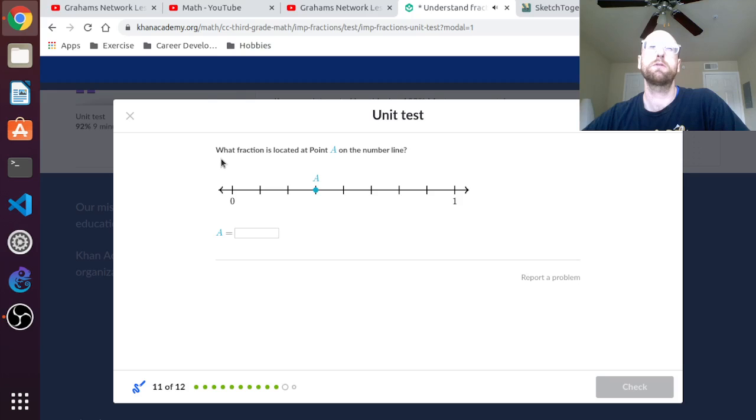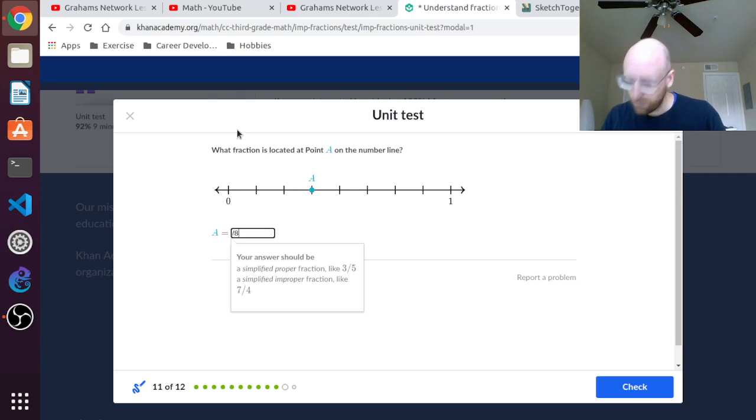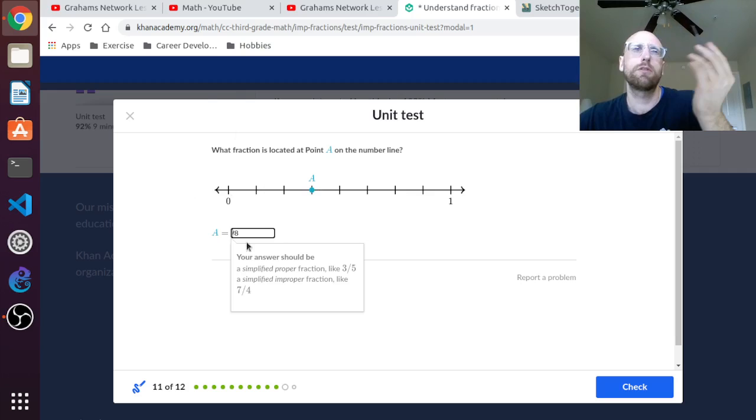Got 2 more here. What fraction is located at point A on the number line? So here's our 1. We've got 1, 2, 3, 4, 5, 6, 7, 8. So it's divided into 8. So that's our denominator. And then this is the 3rd part. So 3 over 8.